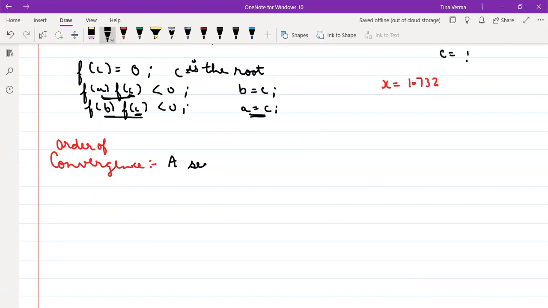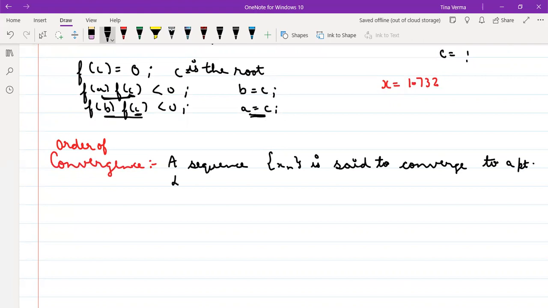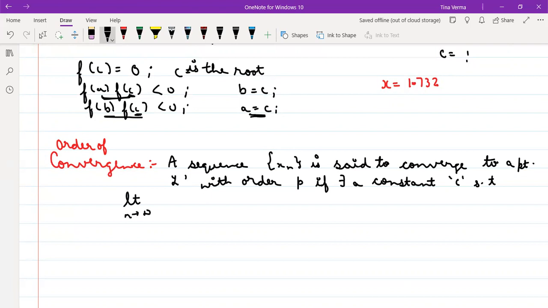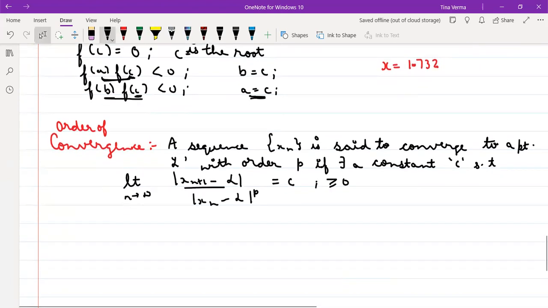You say a sequence x_n is said to converge to a point alpha with order p if there exists a constant C such that the following condition holds: the limit n tending to infinity of |x_{n+1} minus alpha| divided by |x_n minus alpha| raised to the power p should be equal to C, and obviously this limit should be greater than 0. Here this C is known as the asymptotic error constant.